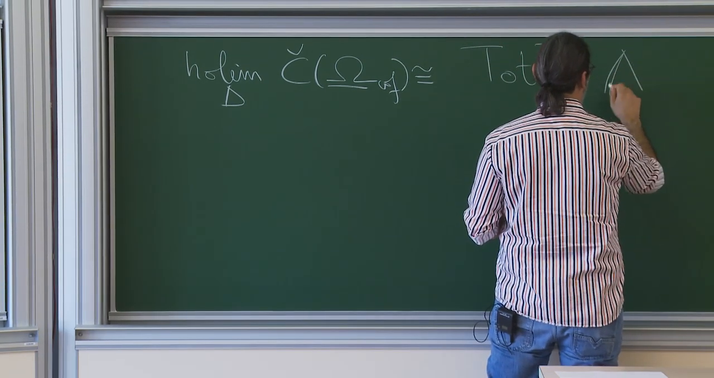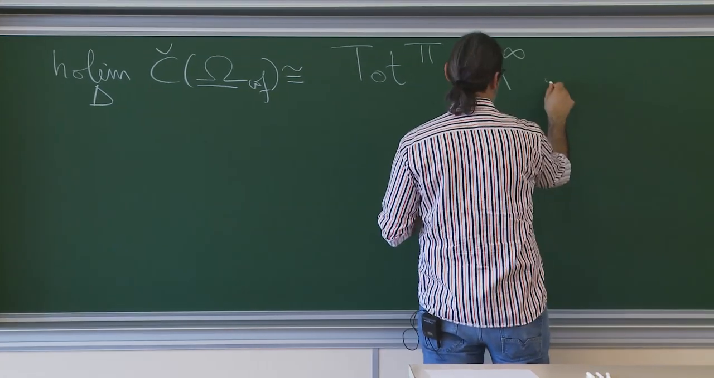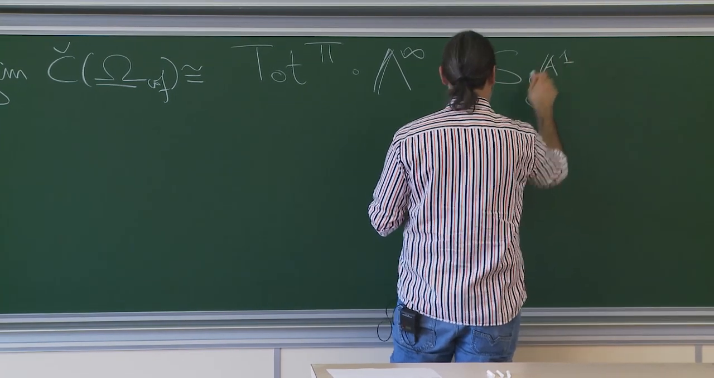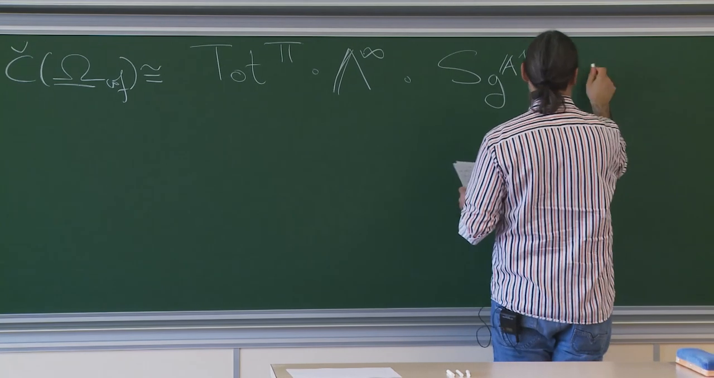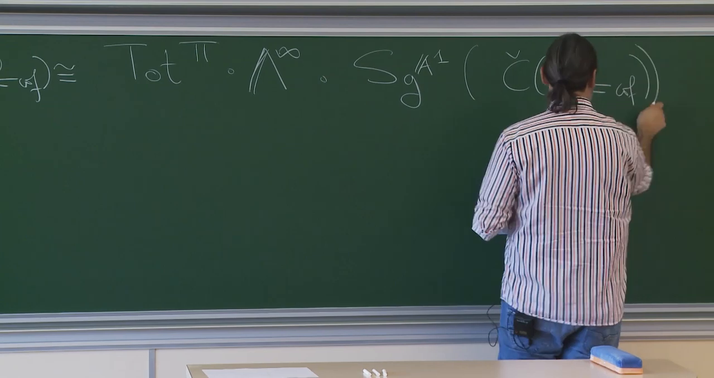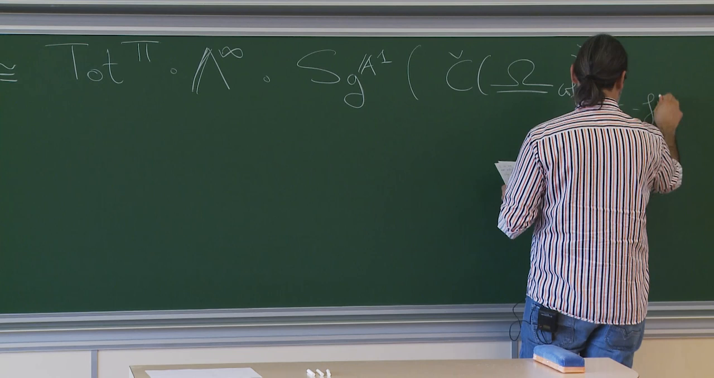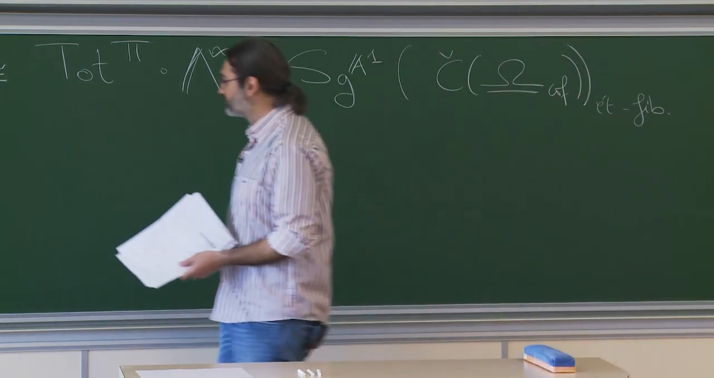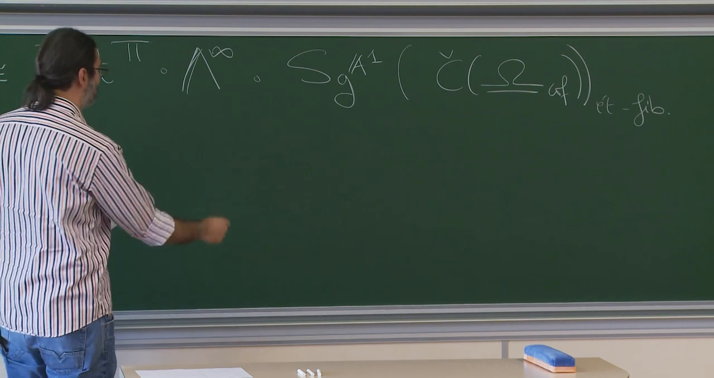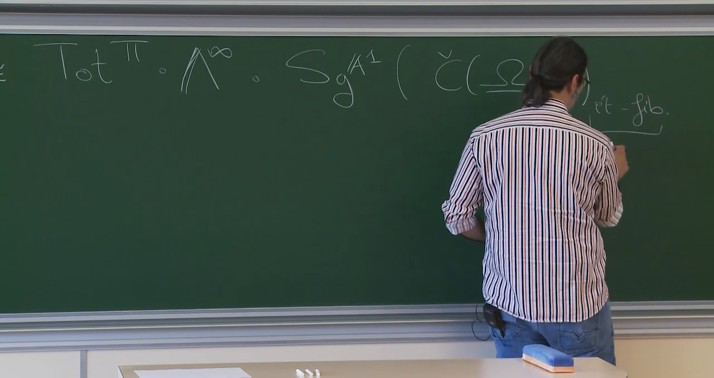So this is something like lambda infinity, a composition of three functors that you apply to this omega. But we also have to apply this really on an étale fibrant replacement. So that is a concrete formula for what this means. Here the étale fibrant replacement is taken level-wise.